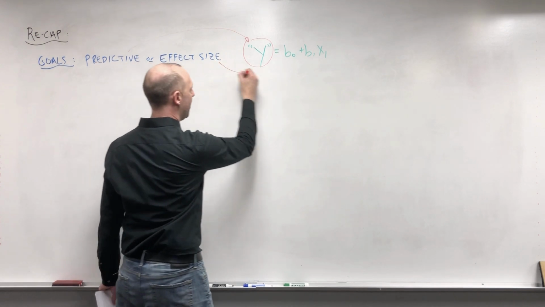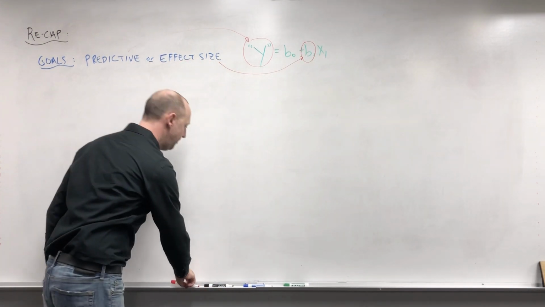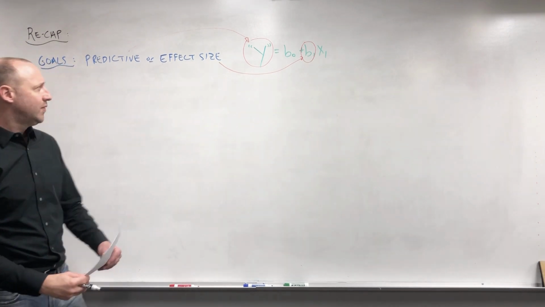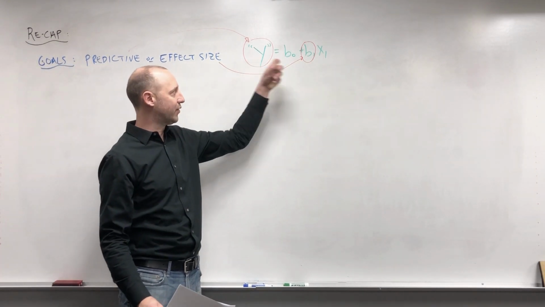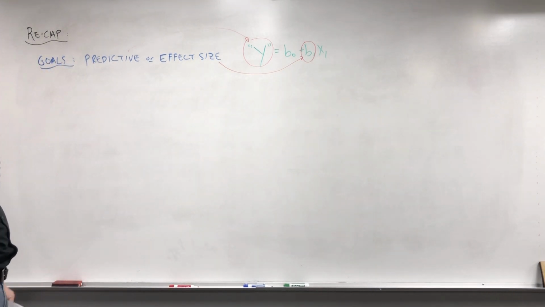An effect size model is focusing on what are the coefficients in the model, where there we're trying to say, what effect does x1 have on the outcome? B1 being the variable that captures the effect of x1 on the outcome.